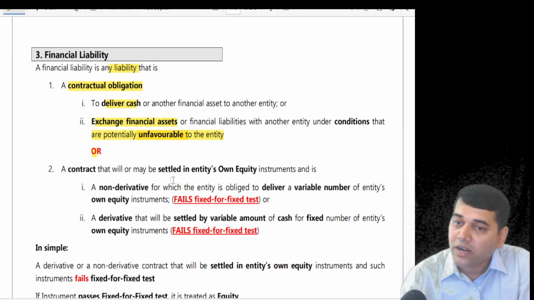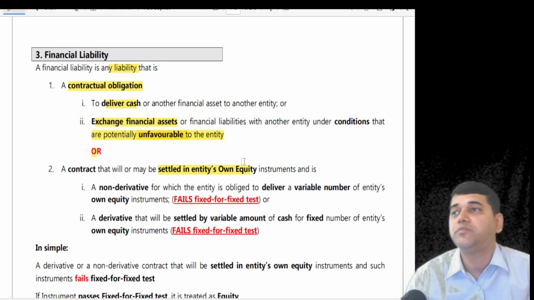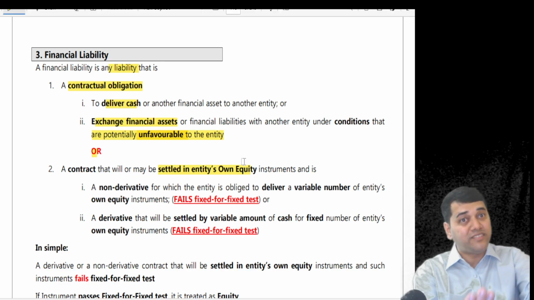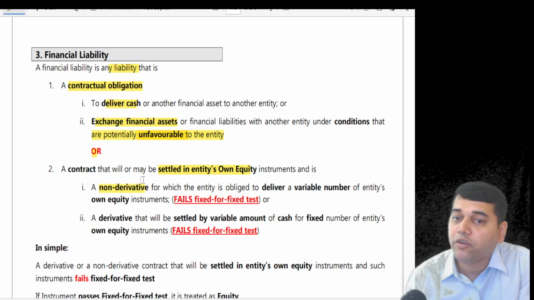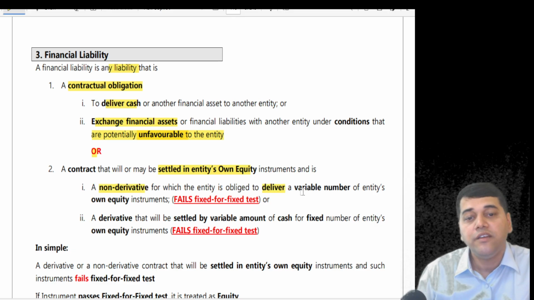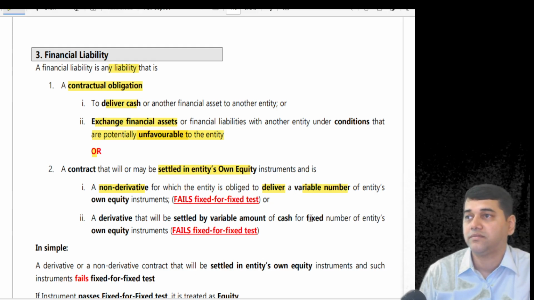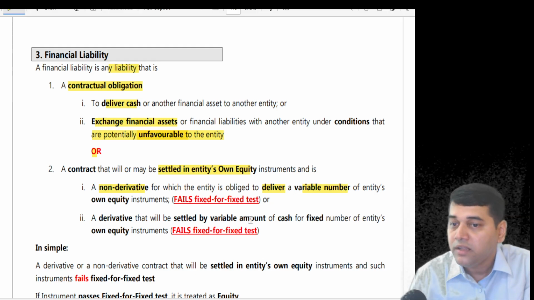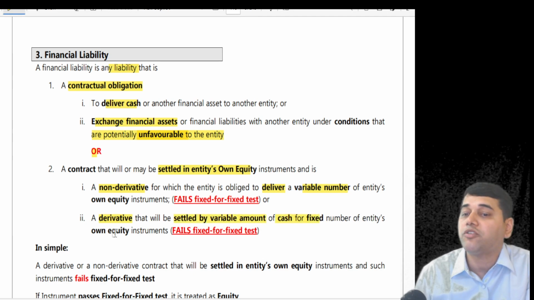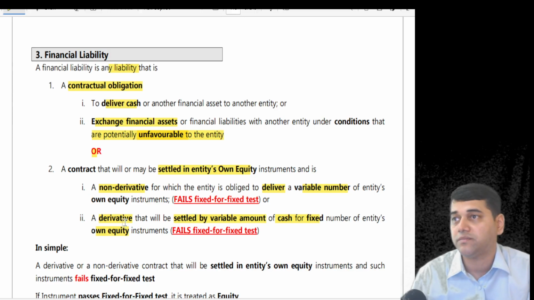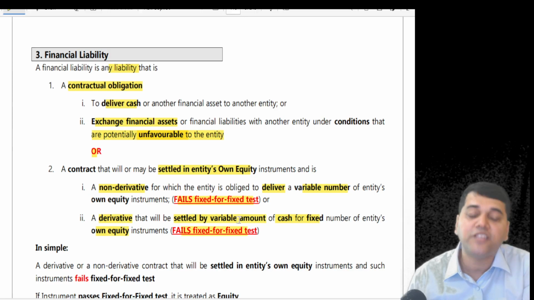Or a contract that will be settled in own equity instrument. When it comes to financial assets, you have received the own cash, right? Shares, right? Here, it is a non-derivative contract and you are going to deliver a variable number of shares. Or it's a derivative contract that will be settled in a variable amount of cash against the own equity instrument. In both the cases, it fails the fixed for fixed test.